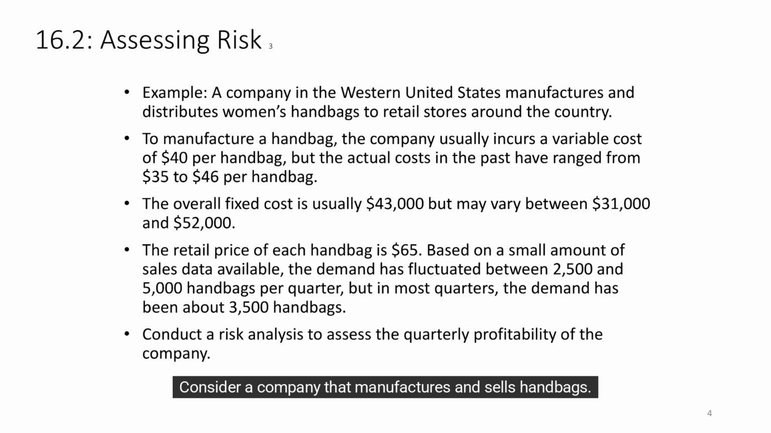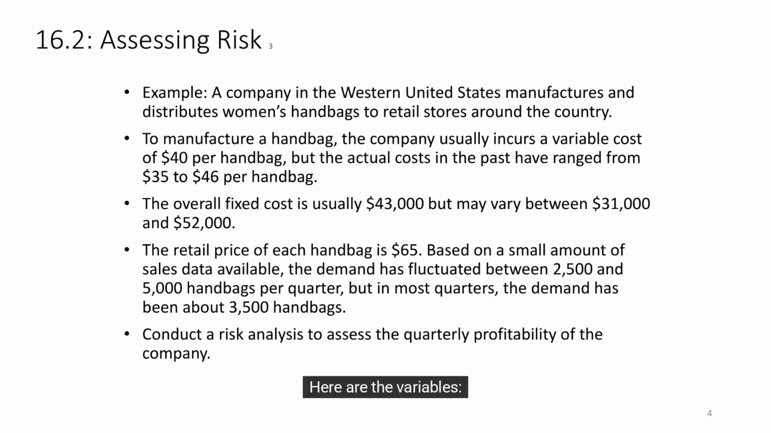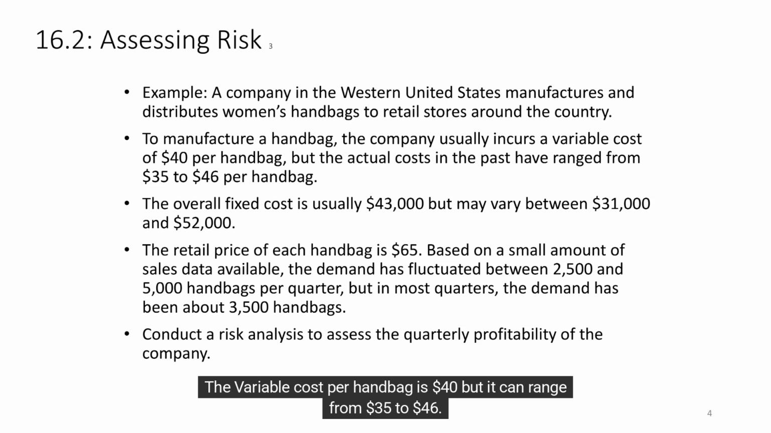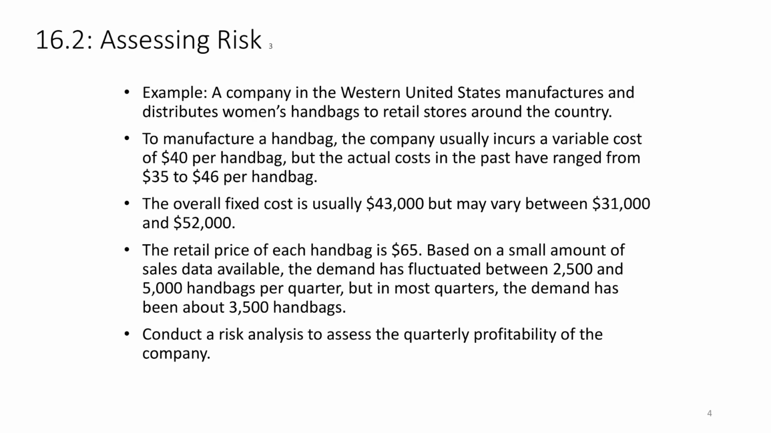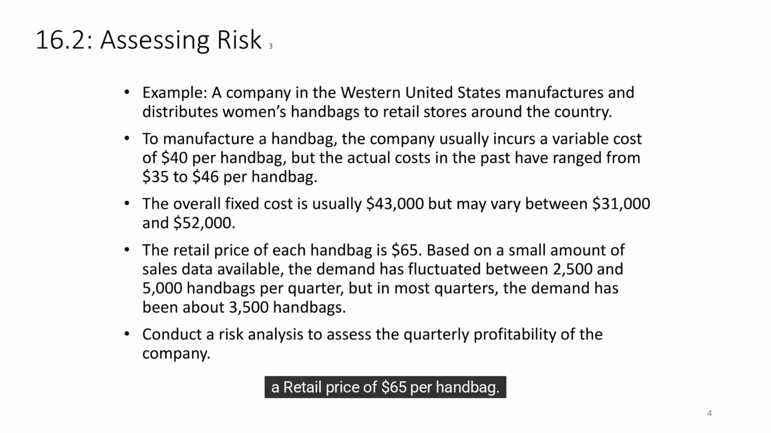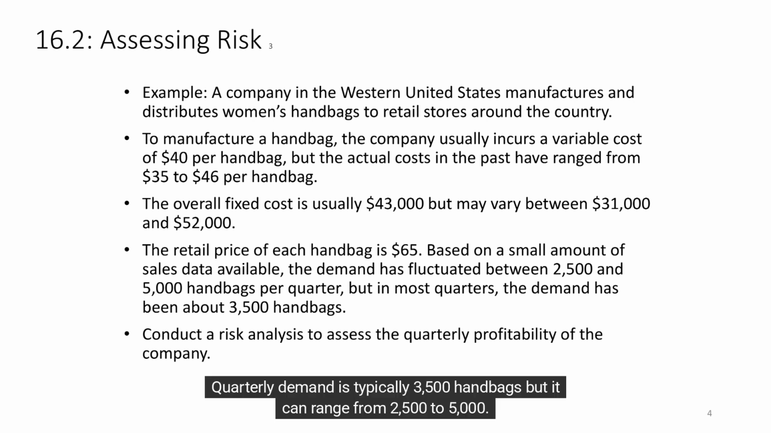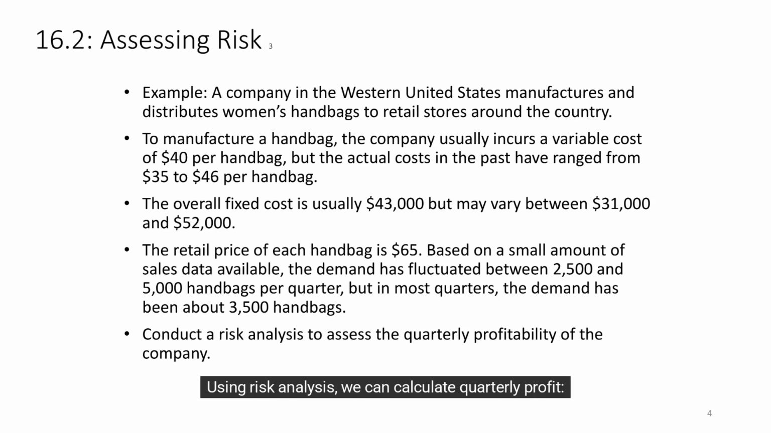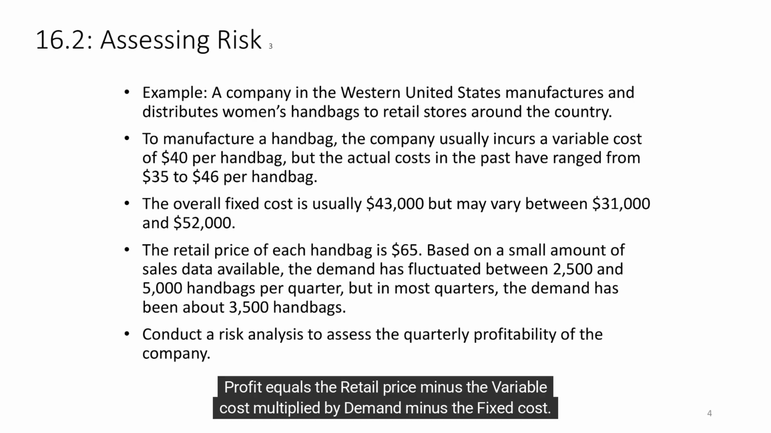Consider a company that manufactures and sells handbags. Here are the variables. The variable cost per handbag is $40, but it can range from $35 to $46. Fixed costs of $43,000, but can range from $31,000 to $52,000. A retail price of $65 per handbag. Quarterly demand is typically 3,500 handbags, but it can range from 2,500 to 5,000. Using risk analysis, we can calculate quarterly profit. Profit equals the retail price minus the variable cost multiplied by demand minus the fixed cost.